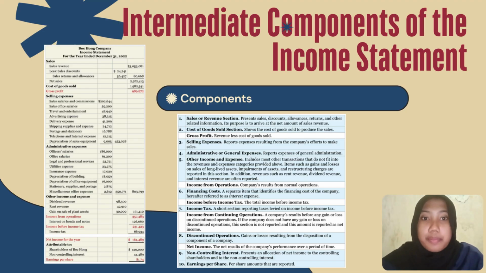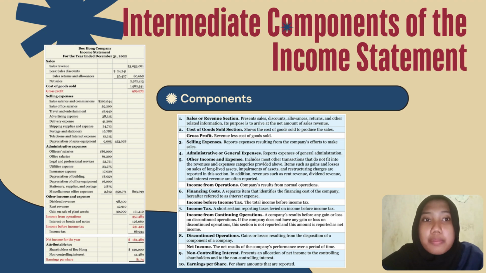So we're going to talk about the intermediate components of the income statement. There are many components of the income statement. First is the sales or revenue section. It presents sales, discounts, allowances, returns, and other related information. Its purpose is to arrive at the net amount of sales revenue. Second, there is the cost of goods sold section. It shows the cost of goods sold to produce the sales.